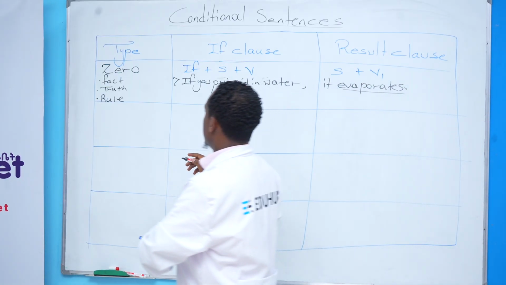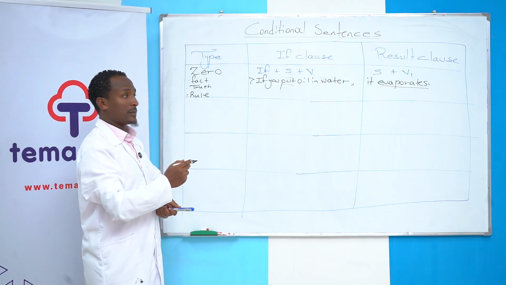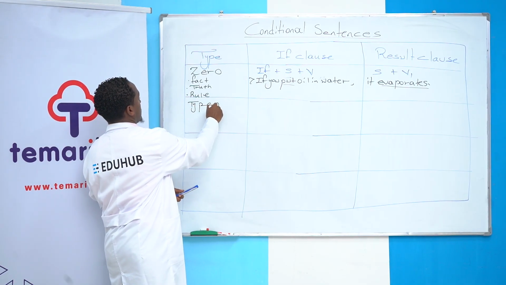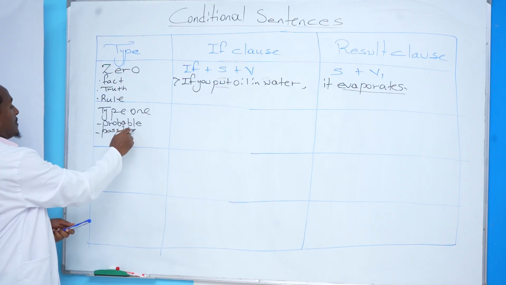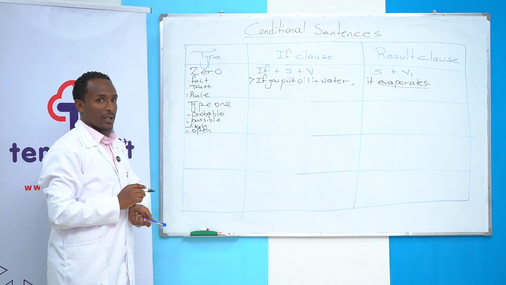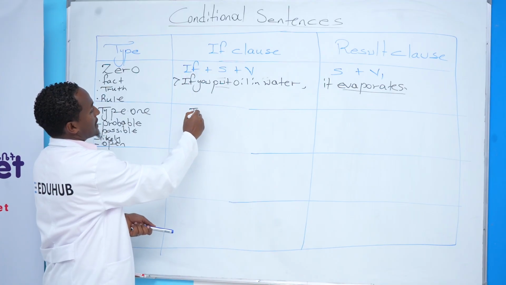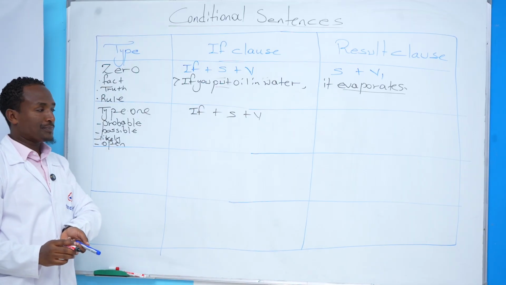The next one is conditional type 1, which means it is probable, possible, likely, and open. So the pattern of the if clause for conditional type 1 is if plus subject plus verb 1 again. Okay, verb 1 again.